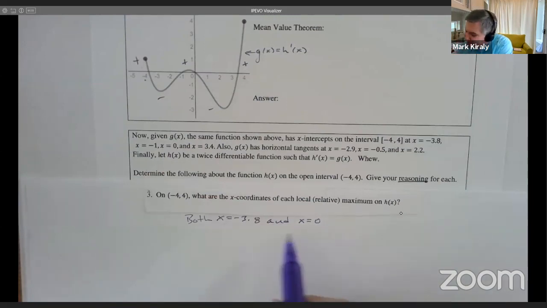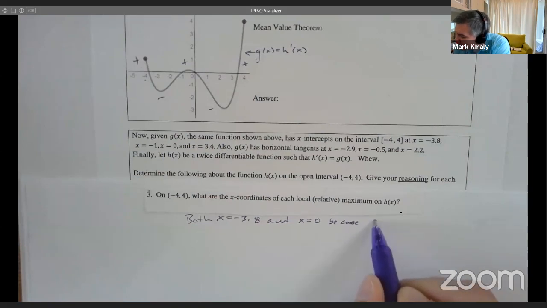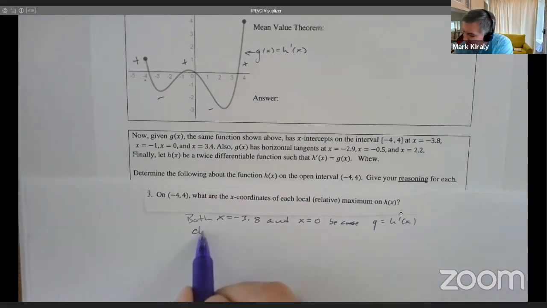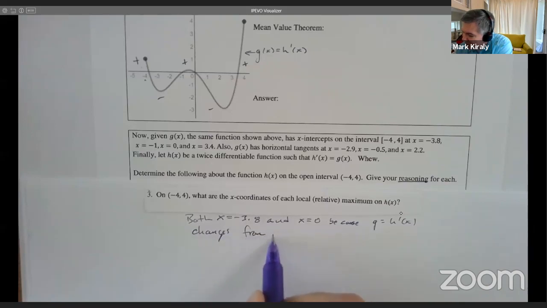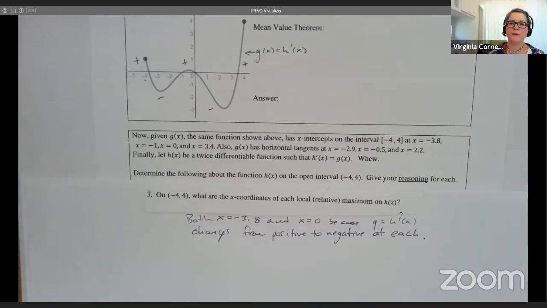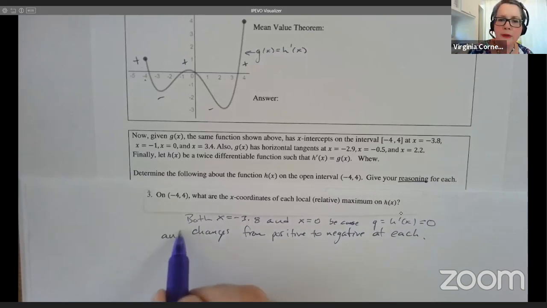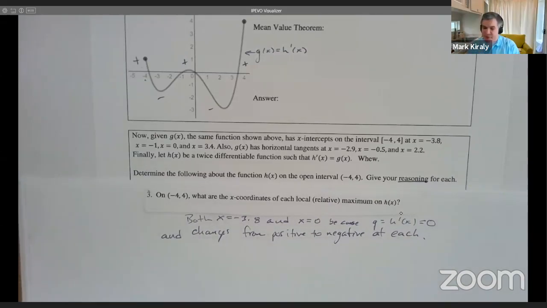Both x = -3 and x = 0, because g equals h prime of x changes from positive to negative at each. Do we have to say that g equals h prime of x equals 0 at each of those spots as well? It probably would be safe because it's continuous. If we were justifying, we would absolutely have to say that. So yeah, it's probably better with that.